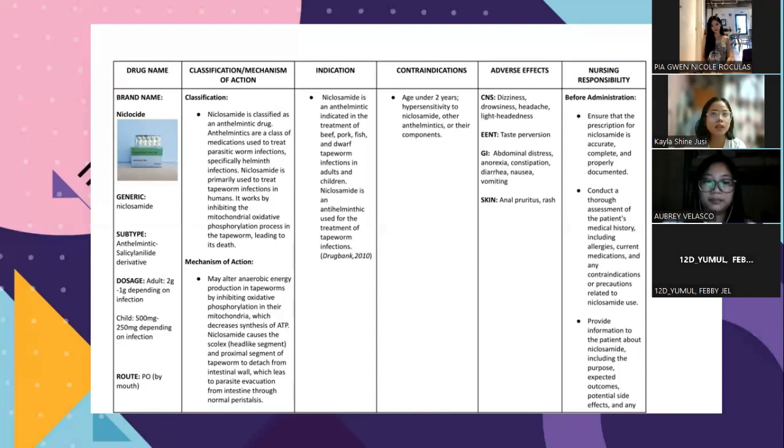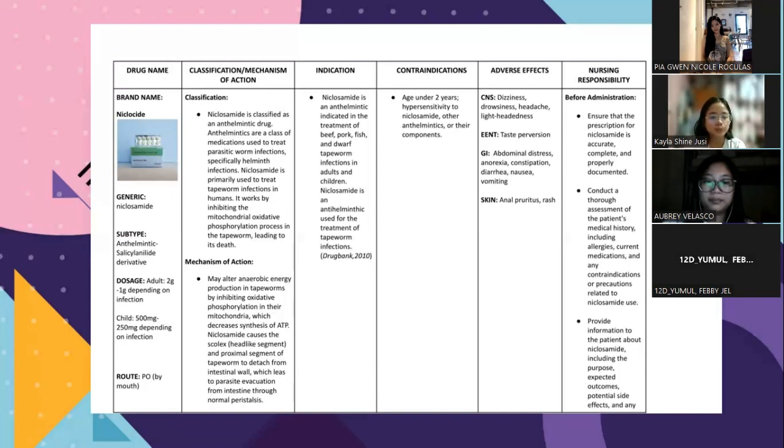So it is important to follow the specific dosing instruction provided by the healthcare professional or indicated in the medication label. It is also crucial to complete the full course of the treatment as prescribed even if the symptoms improve, to ensure the effective eradication of the parasitic infection. As with any medication, it is recommended to consult a healthcare professional for proper dosing instruction and to discuss any specific consideration or precautions related to the use of niclosamide.